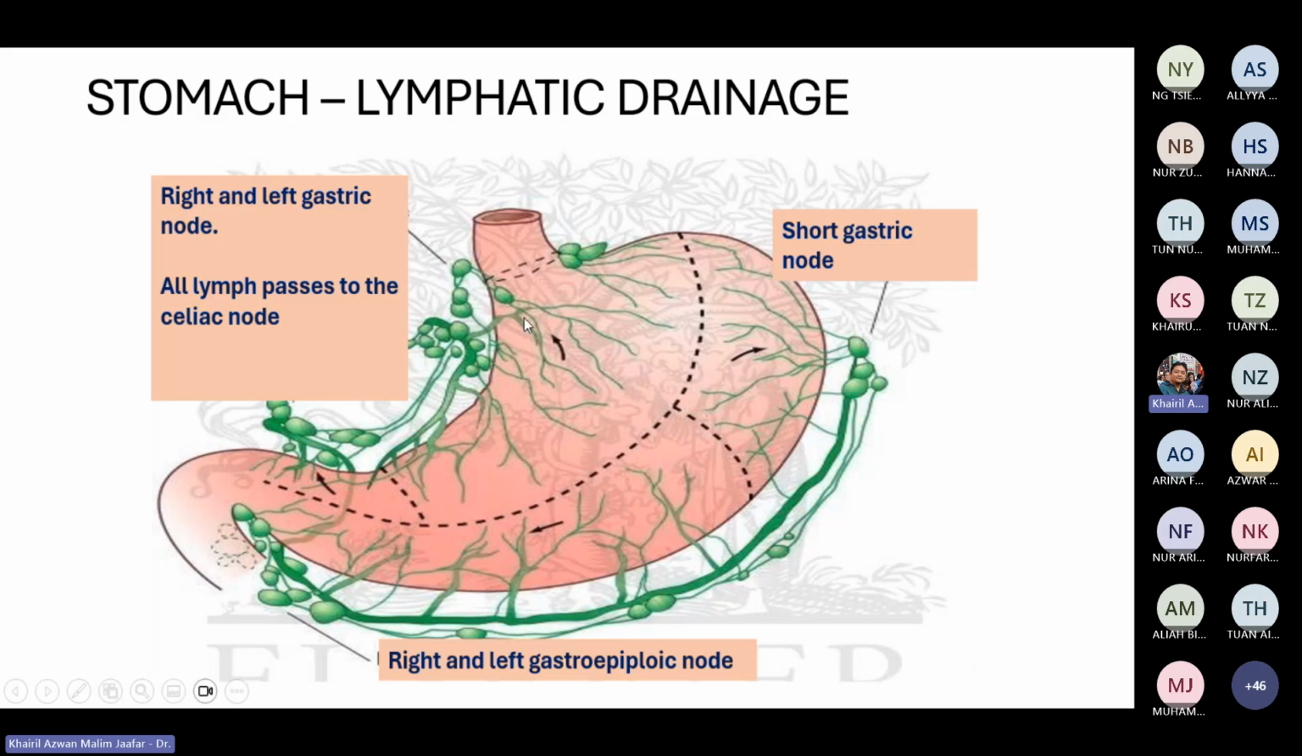Okay, so the lymphatic drainage follows the arterial blood supply. Right and left gastric nodes, the right and left gastroepiploic nodes, and also the short gastric nodes.